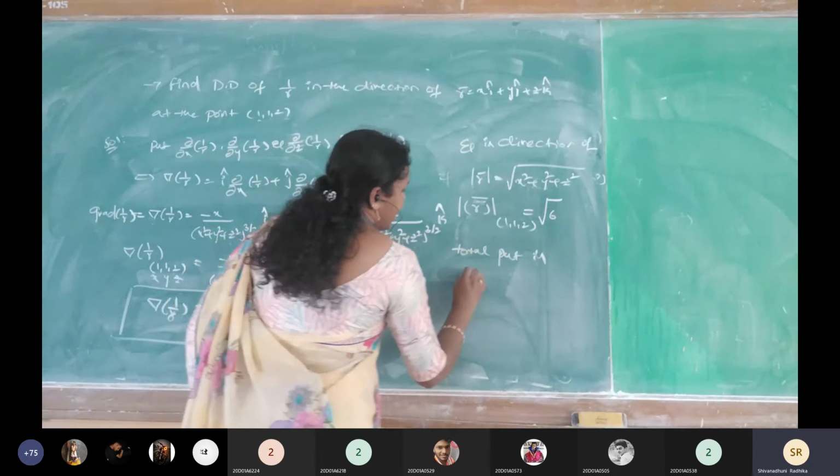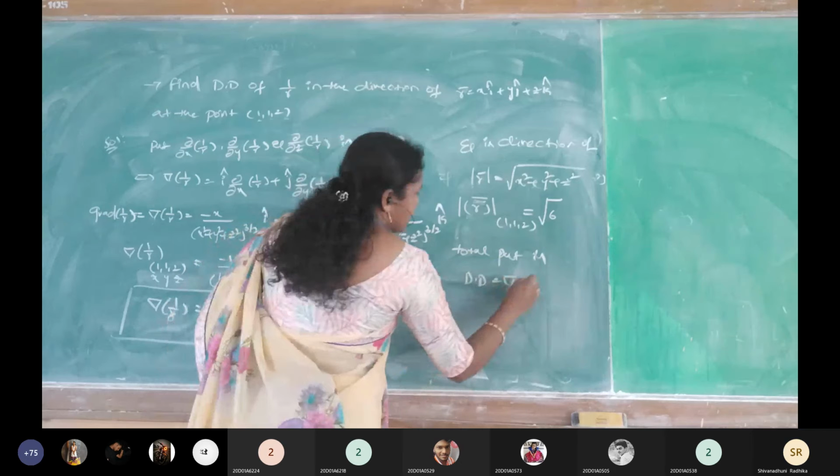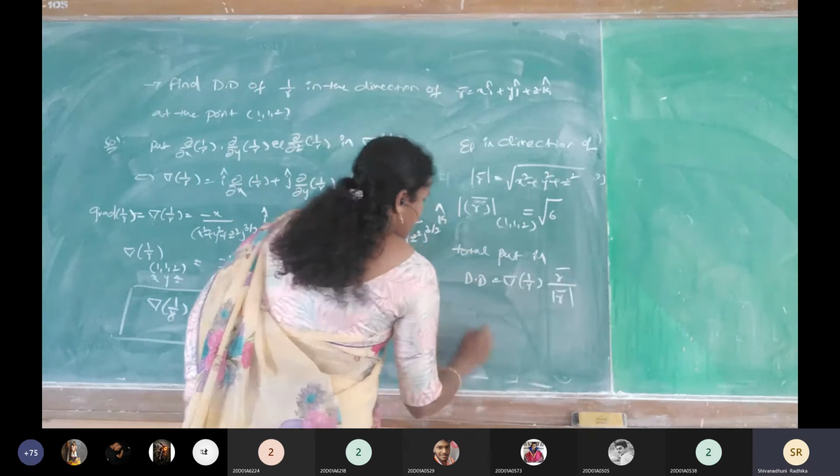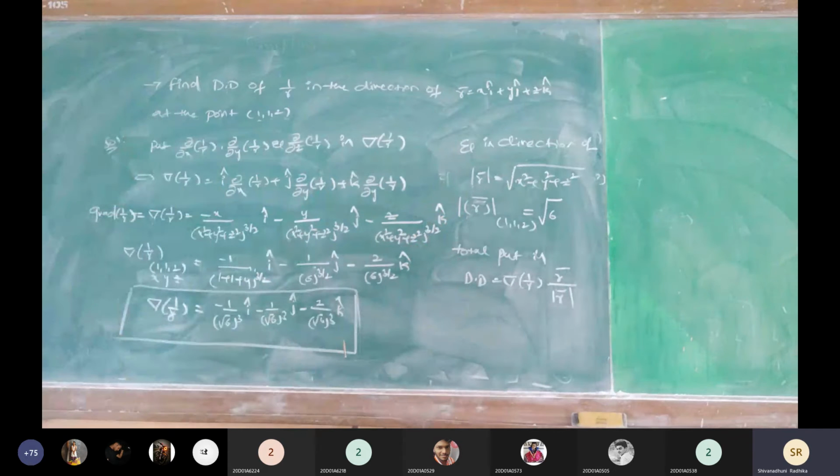Substitute in the directional derivative: del of 1 by r into r bar by modulus of r bar. Del of 1 by r.